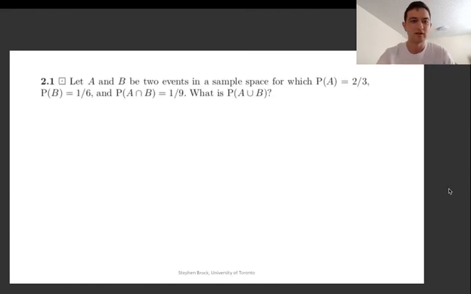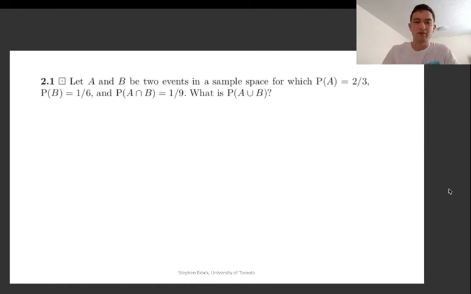All right, question 1. Let A and B be two events in the sample space for which the probability of A equals 2/3, the probability of B is 1/6, and the probability of A intersection B is equal to 1/9. What is the probability of A union B?